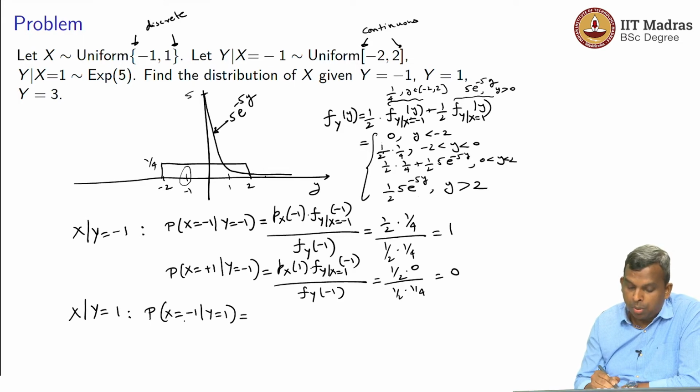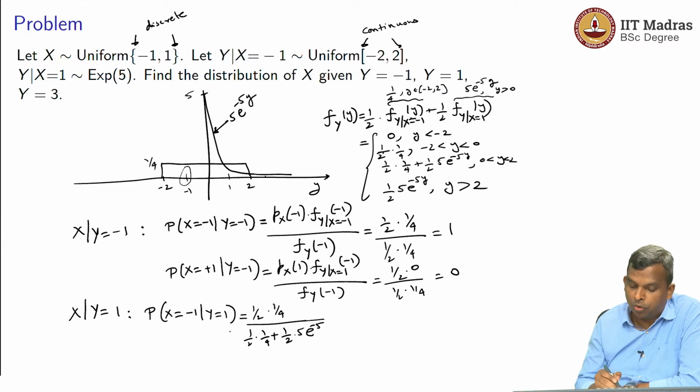Okay, so it's the probability that x equals minus 1, that's half, times the conditional density evaluated at 1. So that's going to be 1 by 4. The conditional density of y given x equals minus 1 is the uniform density evaluated at plus 1, so that's just going to be 1 by 4. Now divided by the marginal density evaluated at plus 1. The marginal density evaluated at plus 1 is going to be half times 1 by 4 plus half times 5 e power minus 5. So that's the formula for x equals minus 1 given y equals 1.